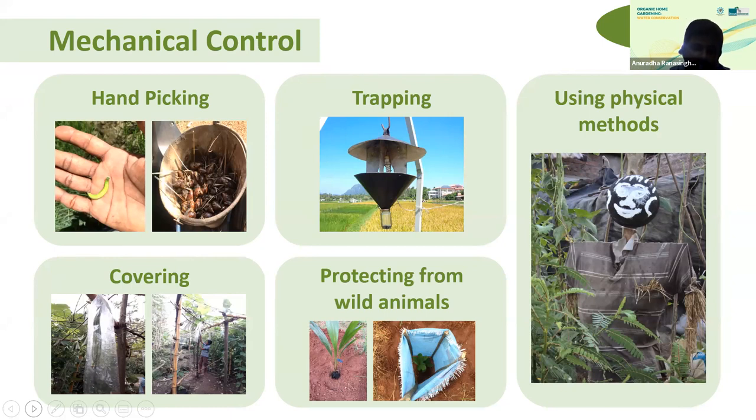Then again, you can use some physical methods like keeping a scarecrow. Sometimes birds come to attack, especially long beans; the parrots love to come and eat long beans. So these kinds of physical methods will help you to control pest damage in your garden.